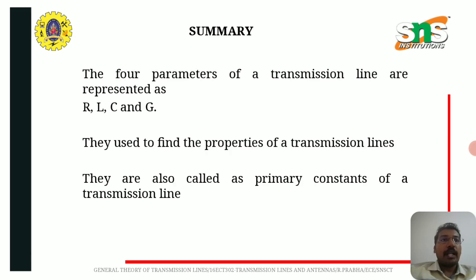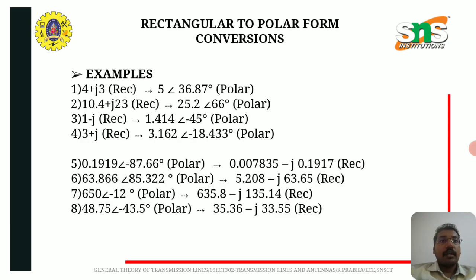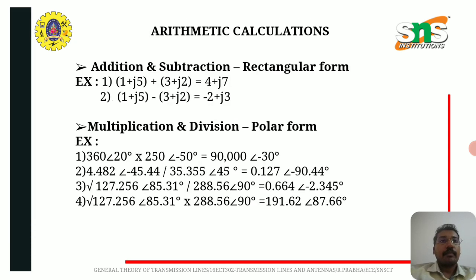Summary. The four parameters of a transmission line are represented as R, L, C and G. They are used to find the properties of transmission lines. They are also called the primary constants of a transmission line. Rectangular to polar form conversions: some of the examples are shown here. Arithmetic calculations: addition, subtraction, multiplication and division. Some of the examples are shown in this slide.